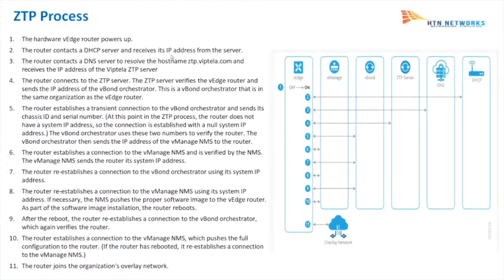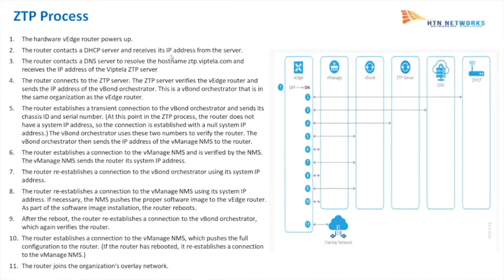So the router goes to vBond, and vBond tells the router, okay, you are authenticated. Now this is the IP address of the vManage. Go to vManage and get your configuration from there. So the router establishes a connection to the vManage, and it is also verified by the vManage that this router is authenticated to get the configuration.